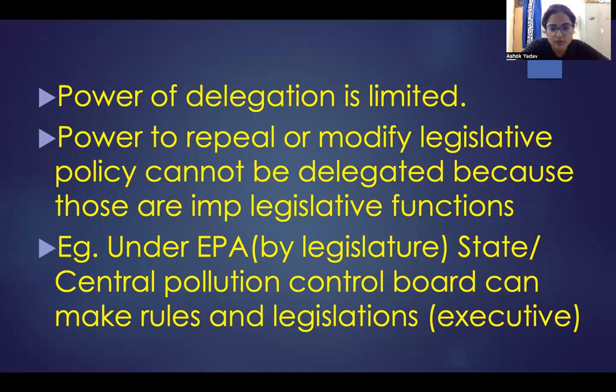Now let's understand this with one example. We have the Environment Protection Act, right, which was made by the legislature. But under that law, we have the state and central pollution control boards, and they have been given the powers to make rules and regulations with respect to environment law. So the law was made by the legislature, but through the enabling act, it has enabled the boards, the state and central pollution control boards, to make rules and regulations. That is, you are empowering the executive to make rules, right? So you are here delegating to the executive the powers of the legislature to legislate.